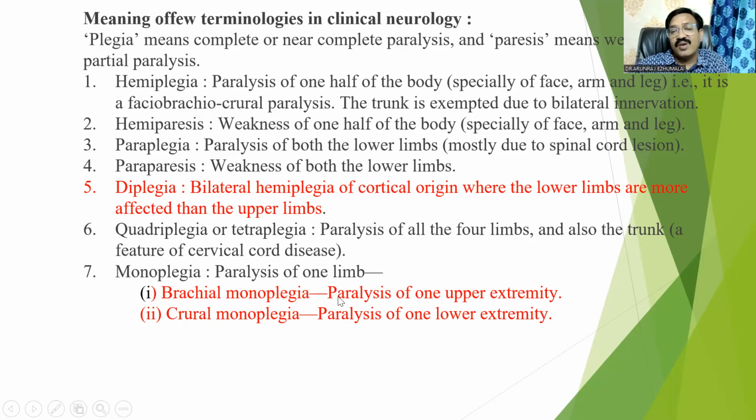When it's a brachial monoplegia, it's paralysis of one upper extremity. Crural monoplegia means paralysis of one lower limb. When right lower limb weakness alone is there, you have to tell it's crural monoplegia. When the right upper limb alone is affected, it's going to be right brachial monoplegia.